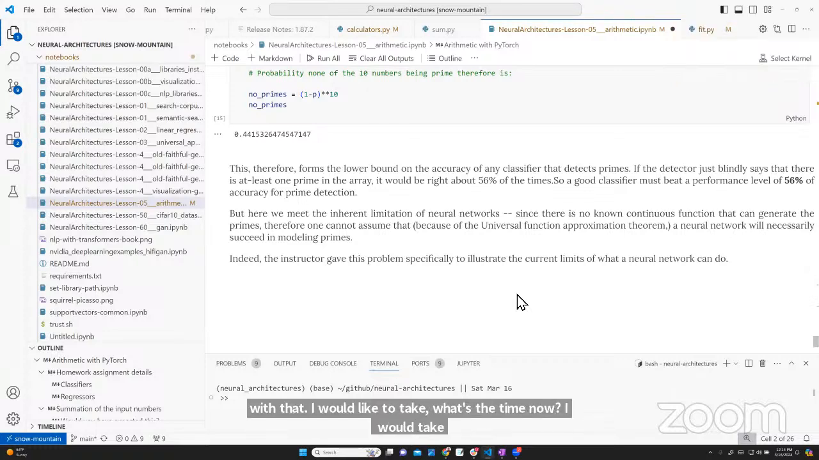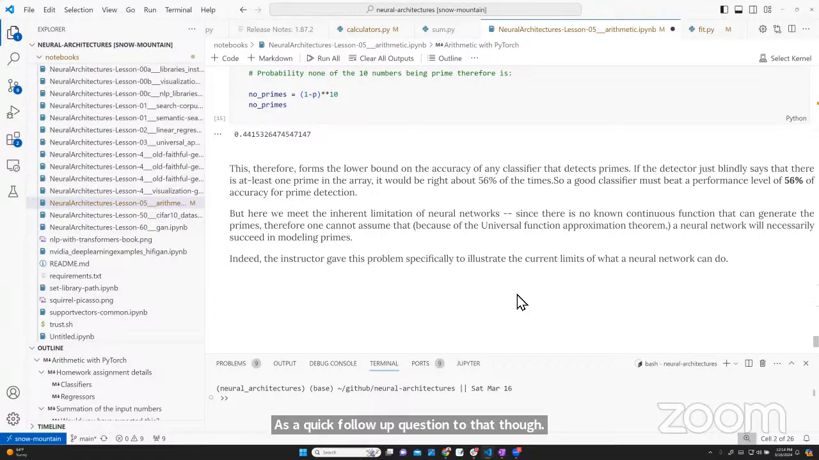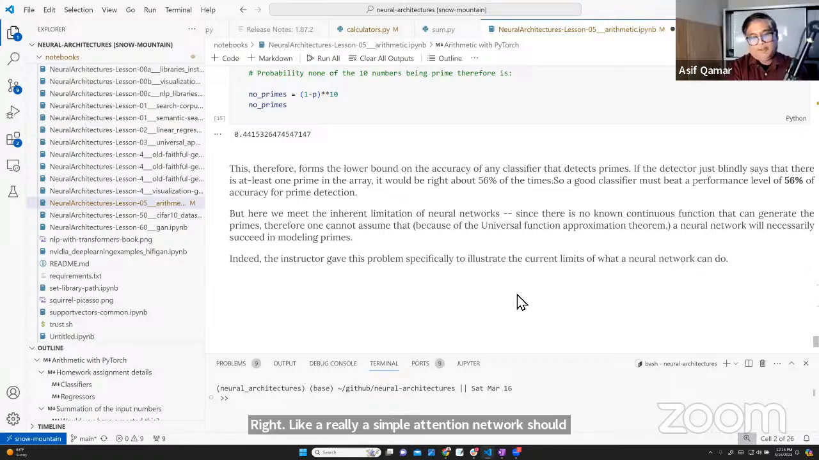Quick follow-up question to that, though. Wouldn't the neural network be able to, in theory, encode a sieve of Eratosthenes type of approach, like if it were a recurrent neural network? Because then it doesn't have to actually remember what a prime is. It just has to see, have I seen a prime before? Does it match the list of primes that I've previously seen? A simple attention network should be able to do the same thing because it has seen primes before and it has identified them as primes.